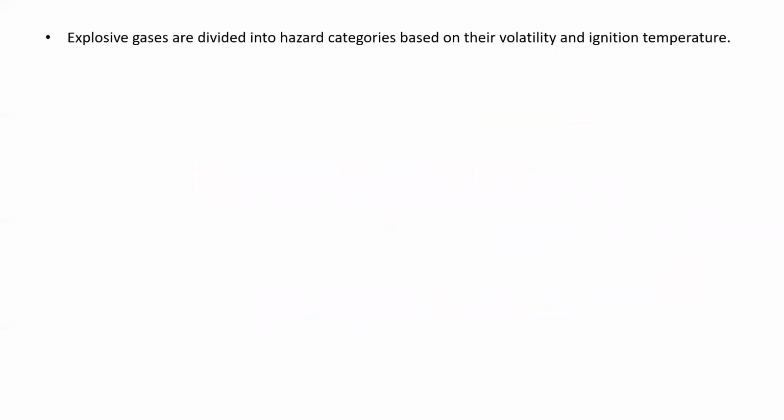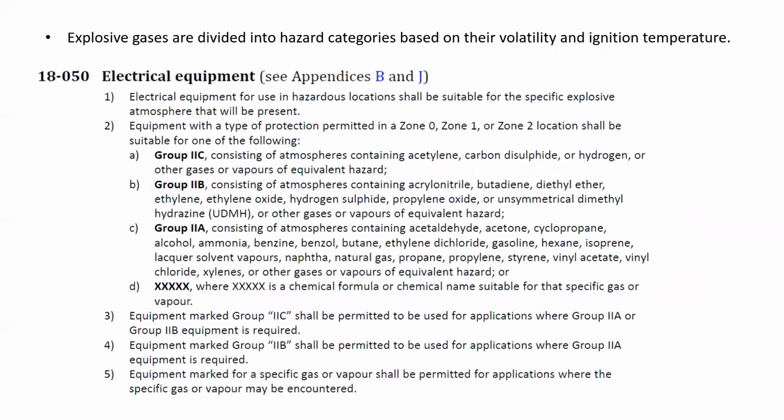Explosive gases are divided into hazard categories based on their volatility and ignition temperature. If we take a look at 18050, this is the initial rule that will start indicating what is required for markings on equipment. Before we get to the actual markings of equipment, though, we need to know how gases and dusts are going to be divided. We can see here that gases are divided into groups, and the groups are based on their volatility and how readily they will ignite. They list a portion of them, but there's very little detail of information on each gas.